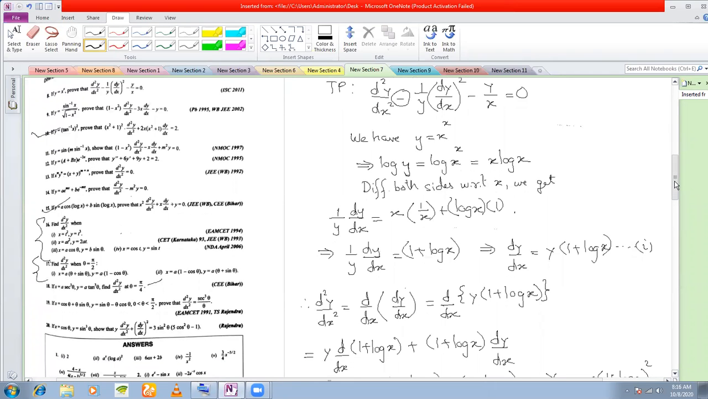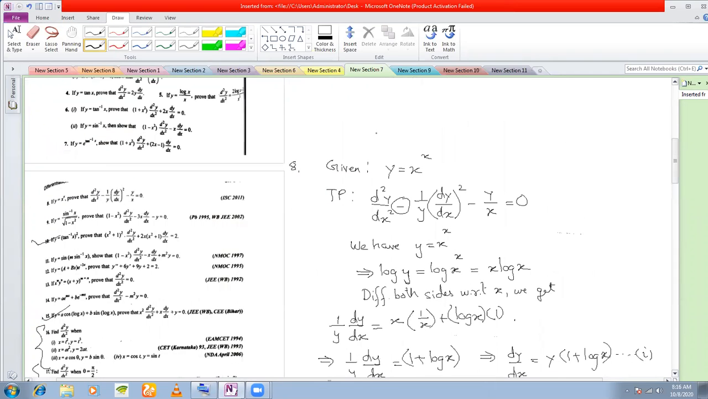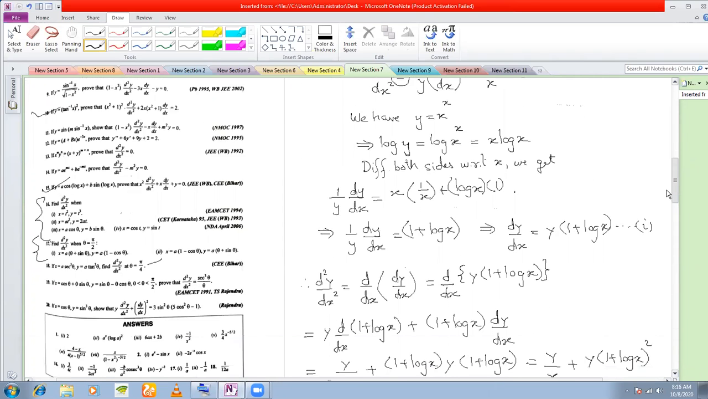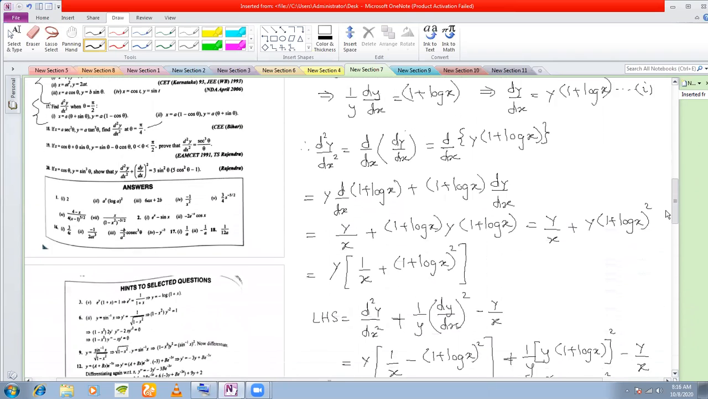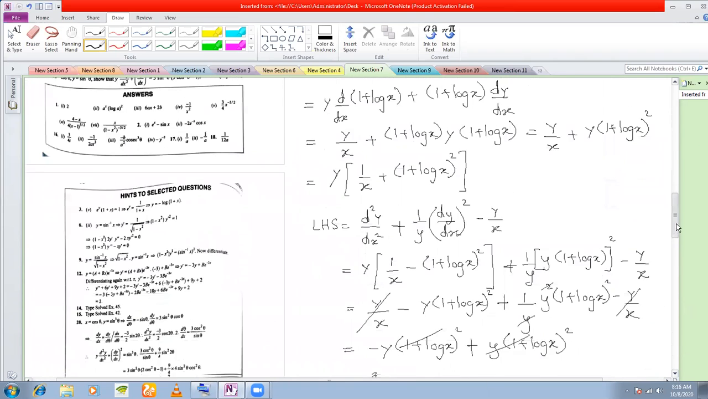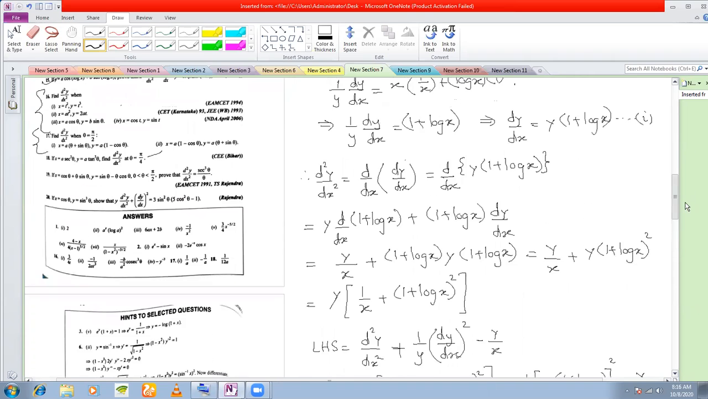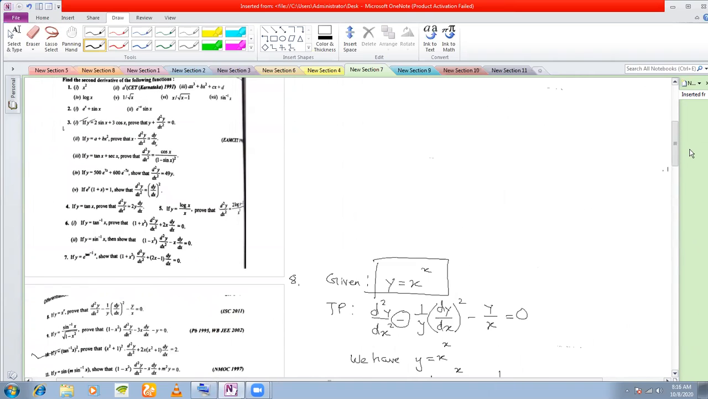In differentiation, you will not get a minus sign here. In y is equal to x to the power of x, you will not get a minus sign in any differentiation, neither in dy dx nor d2y dx2. Okay, so fine. So we can proceed with the next one.